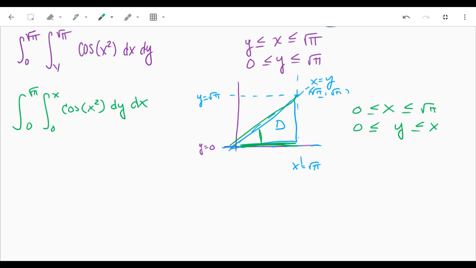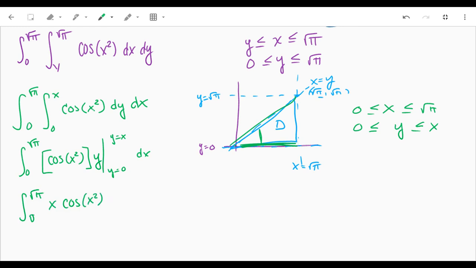And we're going to hope that that's easier, and guess what, it is. So we're going to have the integral from 0 to square root of pi. This cosine x squared is just a constant, so cosine x squared times y, evaluated from y equals 0 to y equals x. So we got the integral from 0 to square root of pi of x cosine of x squared. And if I plug in the 0, I get 0. There you go.